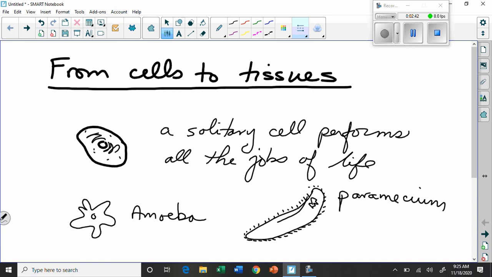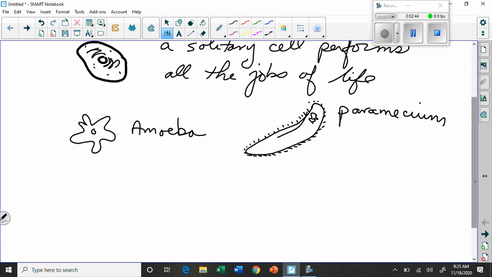Anyway, there are lots of them. There are hundreds and hundreds of species of little creatures that live alone as one single cell. But they have to do all the jobs of life. Somewhere in the story of evolution, particular cells began to sort of group together. And we're not really sure exactly how this happens.